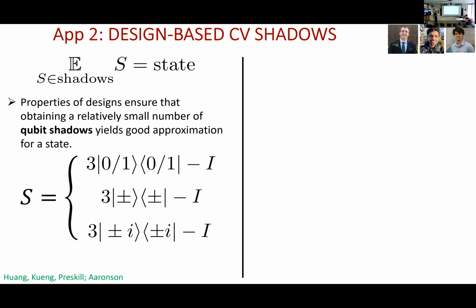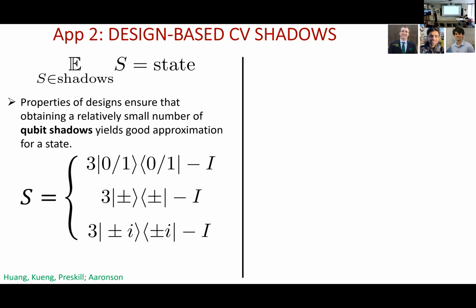Why do you say that they're not physical states, the ones that you obtain? Oh, in the measurement, if you're doing the measurement, yes, you get a physical state. But what you plug in for the shadow is not, because of this minus I and the 3. Okay. So it's like computational. Yeah.